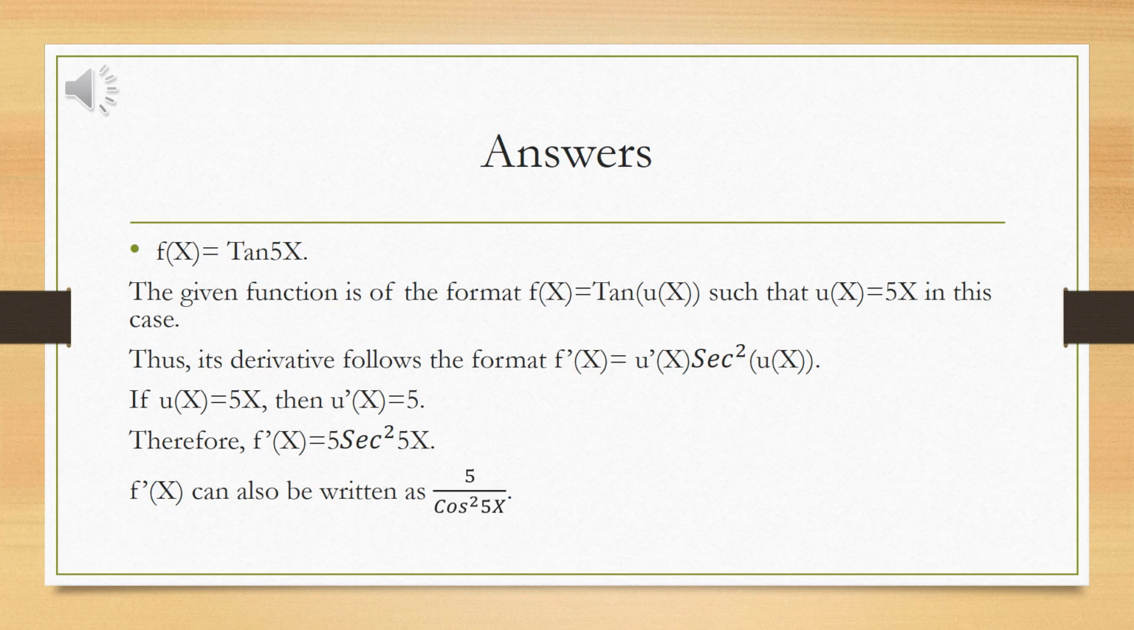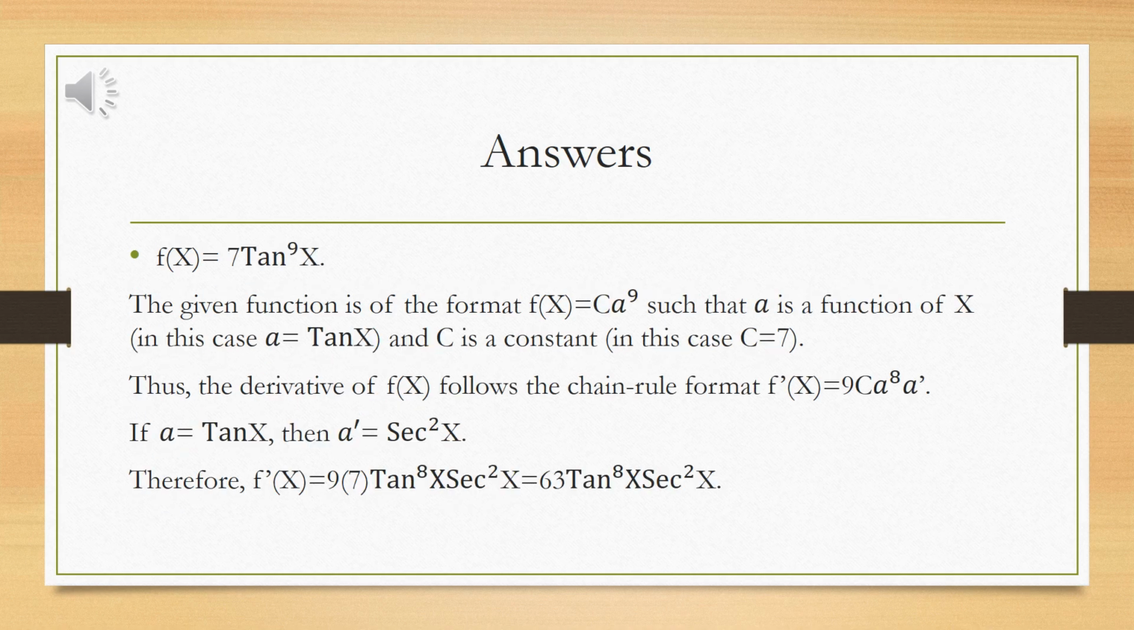If u of x is 5x, then u prime of x is 5. Therefore, f prime of x equals 5 secant squared 5x. F prime of x can also be written as 5 over cosine squared 5x.